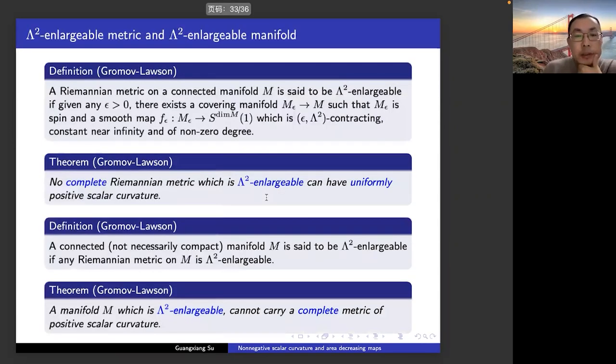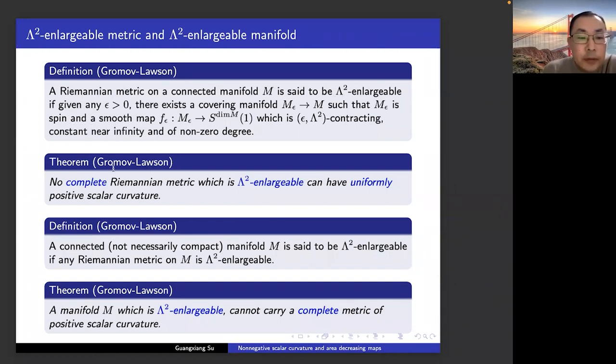Using the same proof, we can also extend Gromov and Lawson's two famous theorems to the foliation case. So we recall the definition of Gromov-Lawson. A Riemannian metric on a connected manifold M is said to be lambda 2 enlargeable if given any epsilon positive, there exists a covering manifold M epsilon to M such that M epsilon is spin, and a smooth map f epsilon from M epsilon to the sphere, and the map is epsilon lambda 2 contracting, and also the map is constant near infinity, and the degree is non-zero. This is the definition of lambda 2 enlargeable metric.